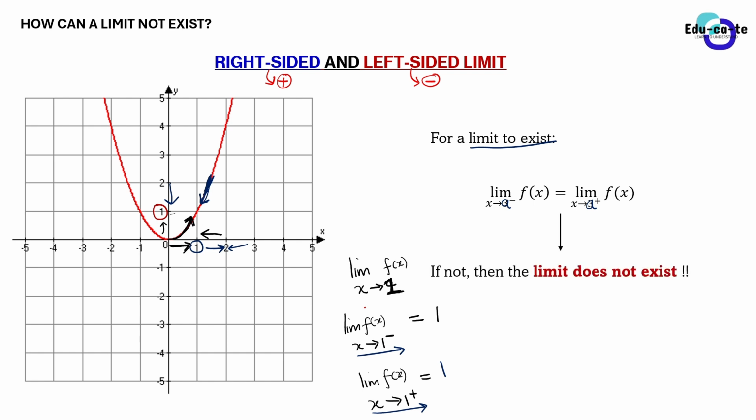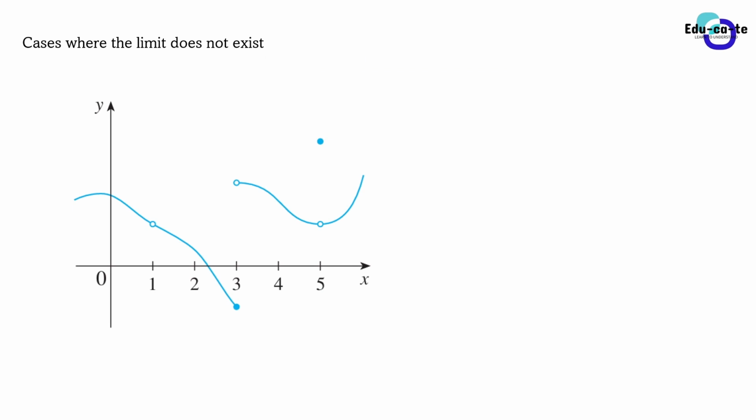If they are not equal, the limit does not exist. So let's look at the cases where the limit does not exist. Look at these cases. This is one function. It's a piecewise function. In most piecewise functions the limit does not exist, but not in all of them. So now, let us just say, does the limit as x approaches 3 exist?